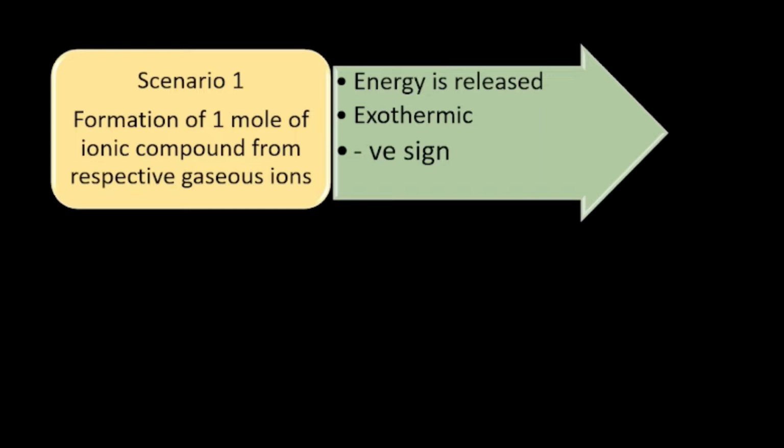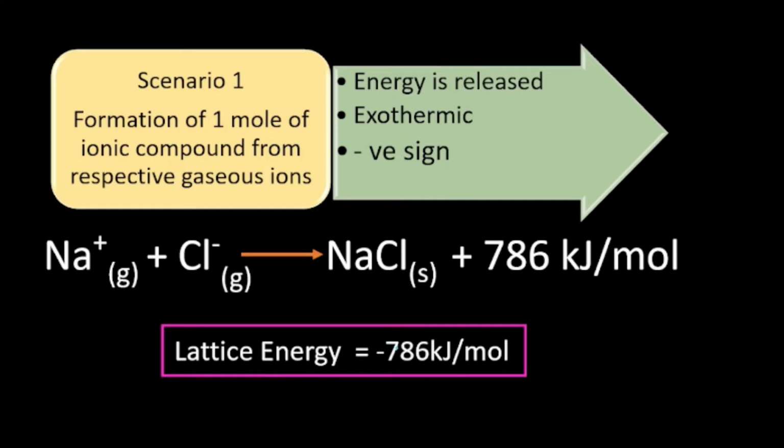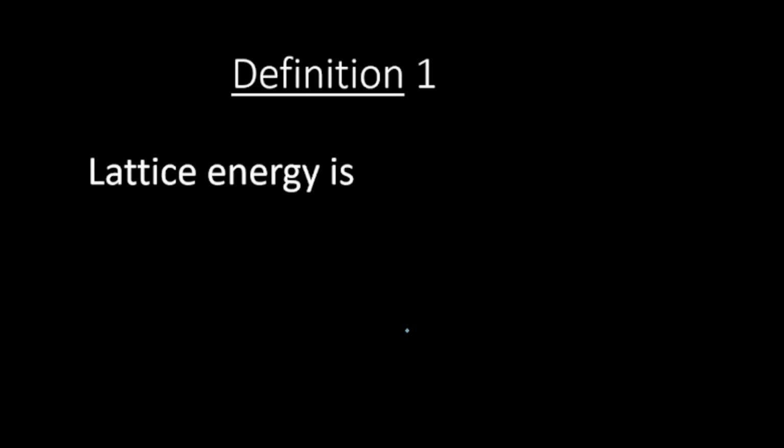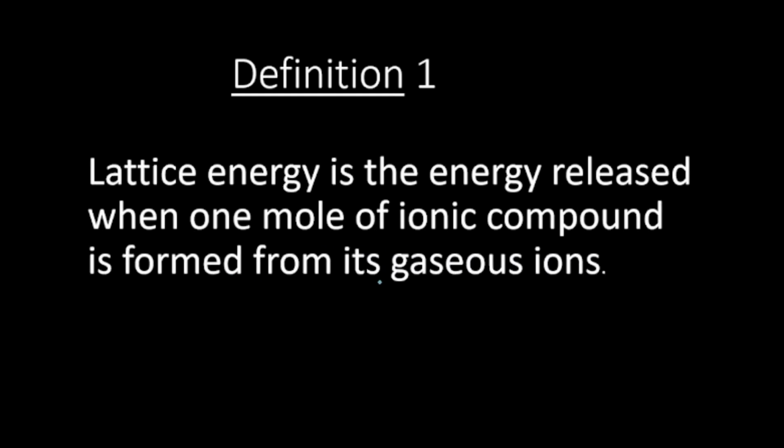Let me take the formation of sodium chloride from its gaseous ions, Na plus and Cl minus ions. In this case, when sodium chloride is formed from its gaseous ions, 786 kilojoule per mole of energy is released. As the energy is released, it is an exothermic reaction. So the energy released here is called lattice energy, and lattice energy will have a negative sign as it is an exothermic reaction. Thereby, we can define lattice energy in this scenario as the energy released when 1 mole of ionic compound is formed from its gaseous ions.